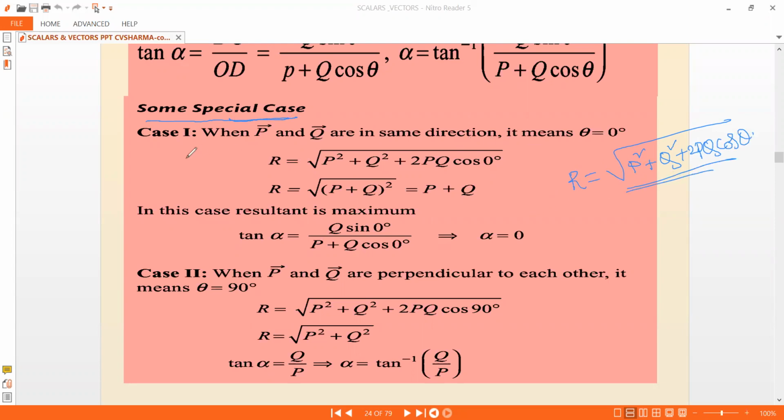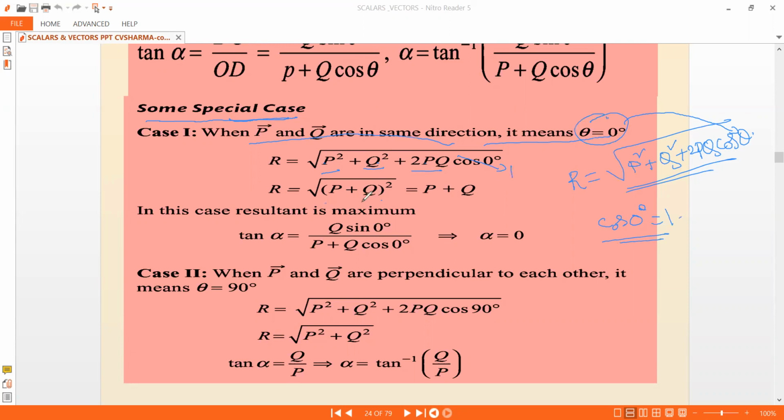Now let us put the case one. What is case one? If p bar and q bar are in the same direction, it means the angle theta happens to be 0. So theta equal to 0, let us substitute here. Remember that the value of cos 0 is 1. So you make cos 0 equal to 1. Then what is here? P square plus q square plus 2pq. It is like a square plus b square plus 2ab, so that is a plus b whole square.